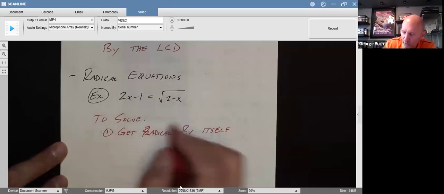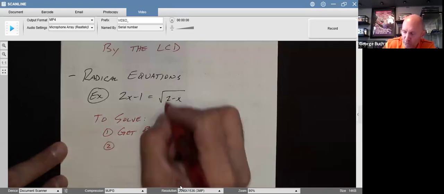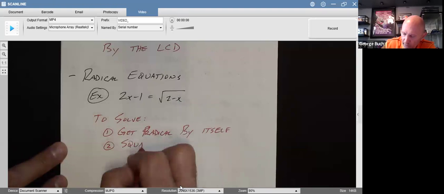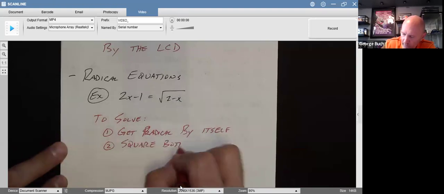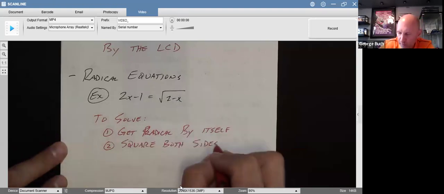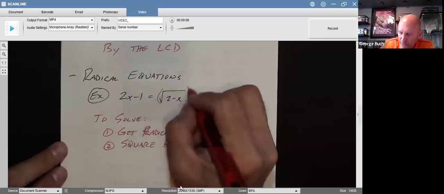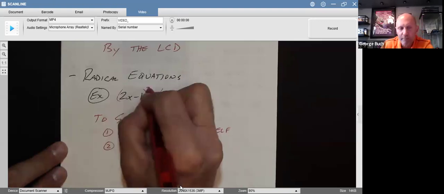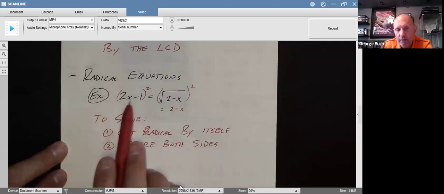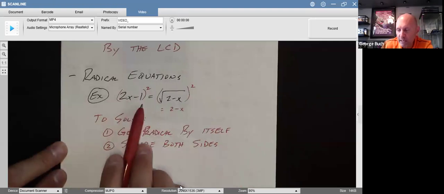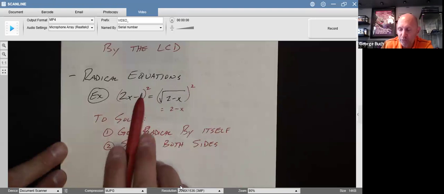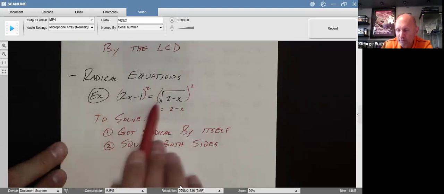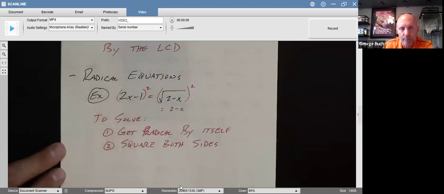So get the radical by itself, and then to get rid of the square root, we have to do what? We have to square it. So we are going to square both sides. And now be careful, because let's say this example here, if I square this side, I just get 2 minus x. But if I square this side, I have what? I have a binomial squared. And by my binomial theorem, it means what? I need 3 terms. And so I have to do 2x minus 1 times 2x minus 1, FOIL it out, get some value here, and then solve it.